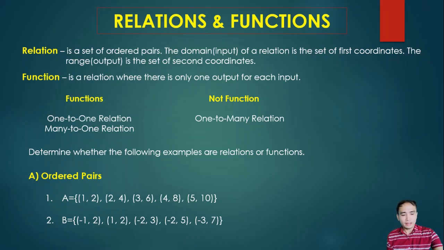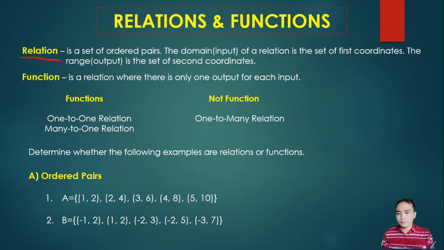But before that, let us recall what is meant by functions and relations. Relation is a set of ordered pairs. The domain or input or our x values of a relation is the set of first coordinates, while the range or output or our y coordinates is the set of the second coordinates. So, ibig sabihin ng relation, hindi lang isang component. Kailangan dalawa. Merong x values and then merong y values.